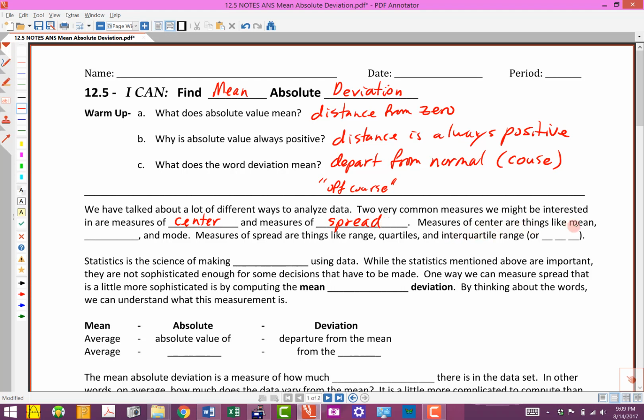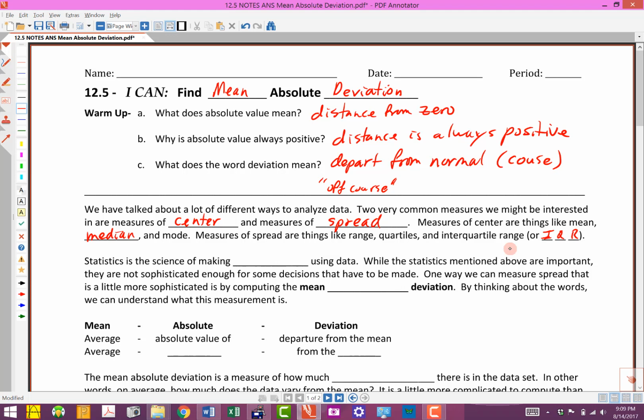Measures of center are things like mean, median, and mode. When we were talking about the center, we were talking about what typically happens. If we were to guess, on average, what typically happens in this situation, whether it's test scores, mile run times, whatever it happens to be, we're talking about what typically happens. And then measures of spread are things like range, quartiles, and interquartile range, which we abbreviate with an IQR. Those measure how spread out the data is. The range, the quartile, and the interquartile range all measure spread, whereas mean, median, and mode measure the center.